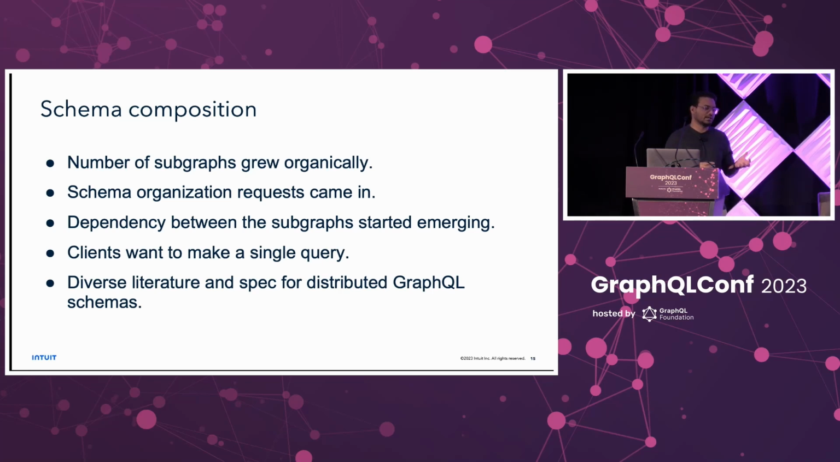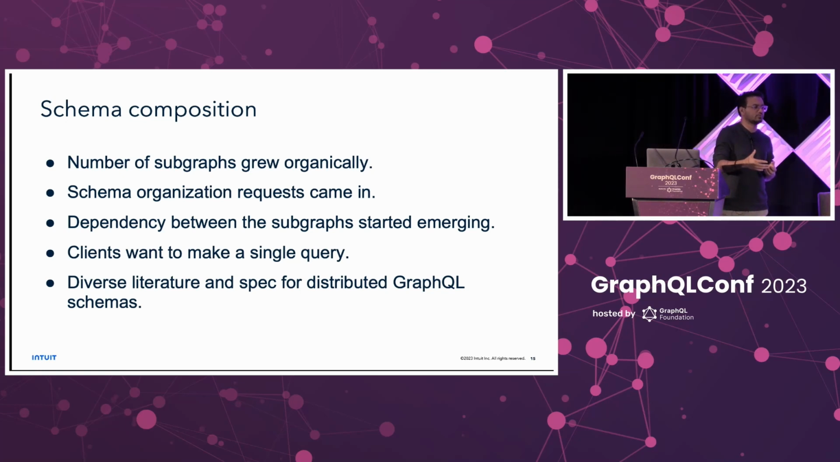Clients always wanted to make a single query, so they came up with use cases like, I'm calling the orchestrator, but I'm making two different queries in a sequential manner. So would it be possible for you to stitch these two subgraphs in a way that I only make a single query?